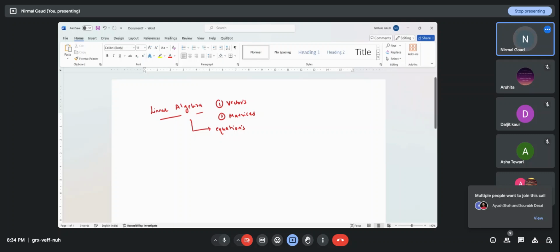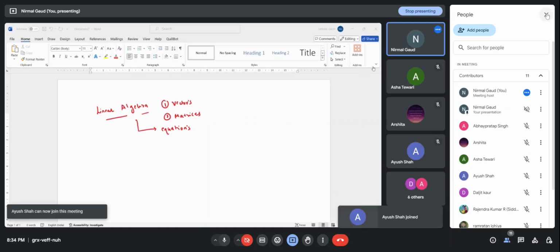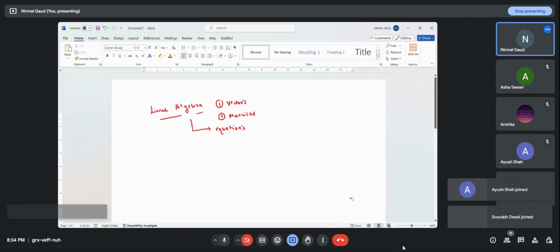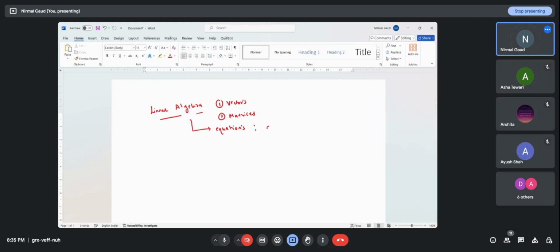Fine. So here linear equations can be formed and it can be written like ax plus by plus cz equal to d, where x, y, z are the variables and a, b, c are the coefficients, and d is again a constant value, okay, that we can say as an outcome.